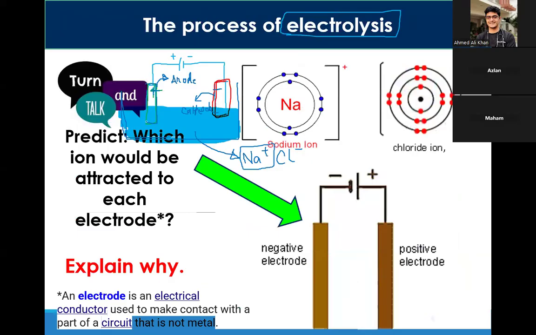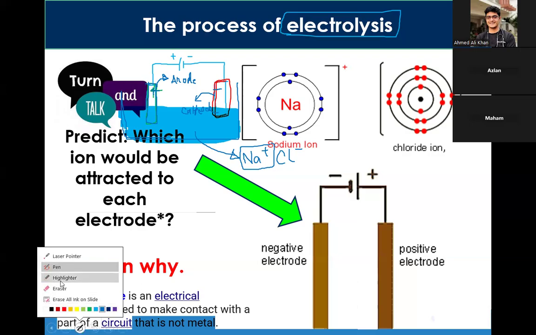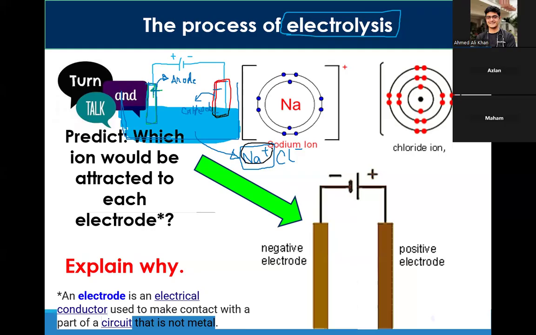So just tell me, which electrode will sodium be attracted to? The positive electrode or the negative electrode? The negative electrode, exactly. And that's why the negative electrode is called the cathode, right? Because it attracts cations. It attracts cations, and that's why it's called the cathode.